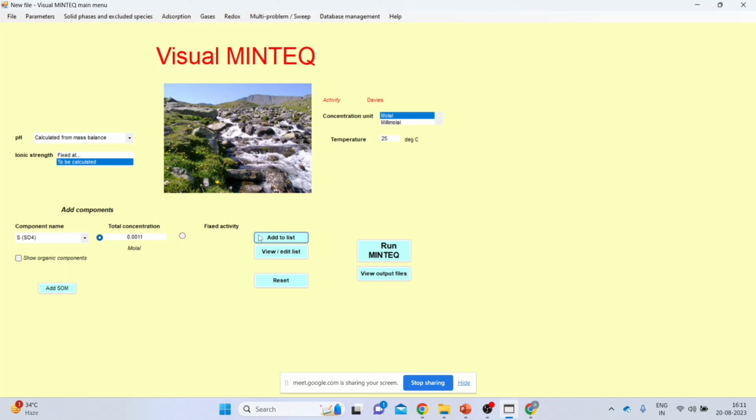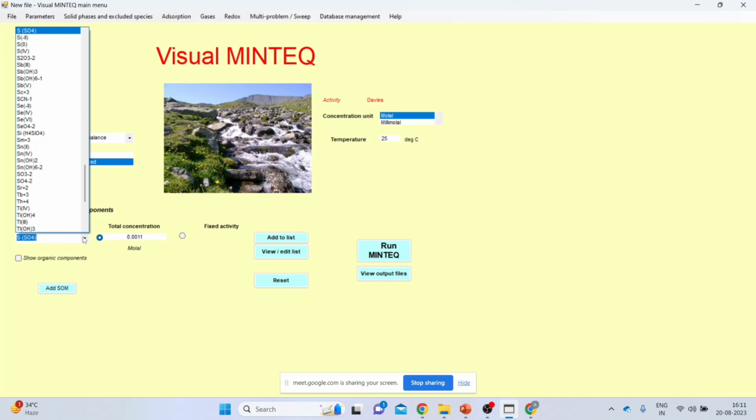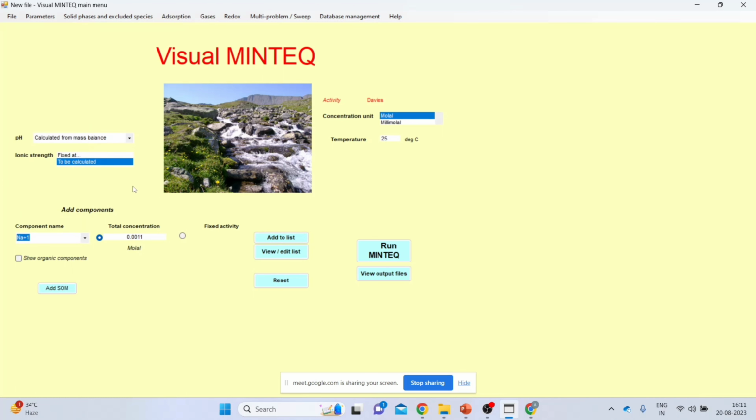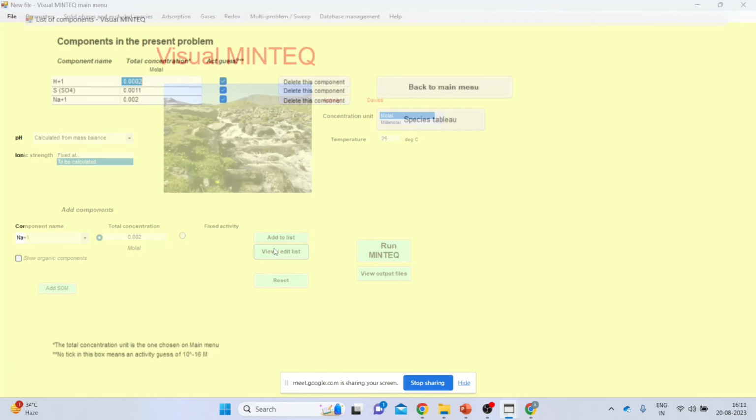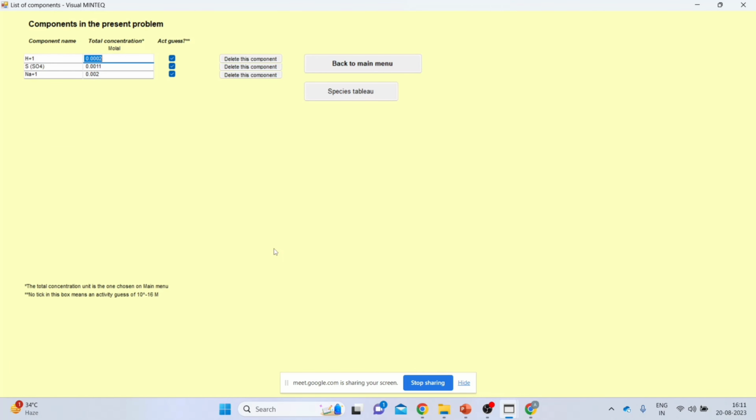And the next component is sodium, and sodium is equal to 2 into 10 per minus 3. We will add to list. We will see all the list. We have H plus as 0.0002, that is 2 into 10 per minus 4, sorry, so we will edit here. And sodium is 2 into 10 per minus 4, so one more 0 here.